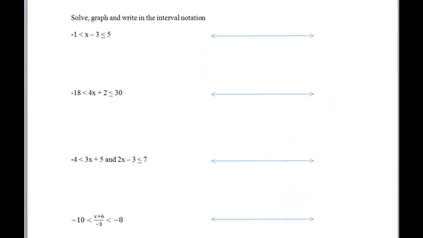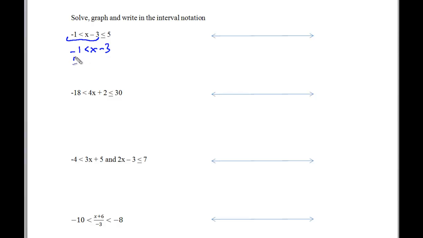All right, we're going to solve and graph in interval notation. Now, to solve and graph, what you have to do is the problem twice. You got to do the problem twice. So the first thing you're going to do is do the problem here, which is going to be negative 1 is less than or equal to x minus 3. And then we just solve for x. Add 3 to both sides.